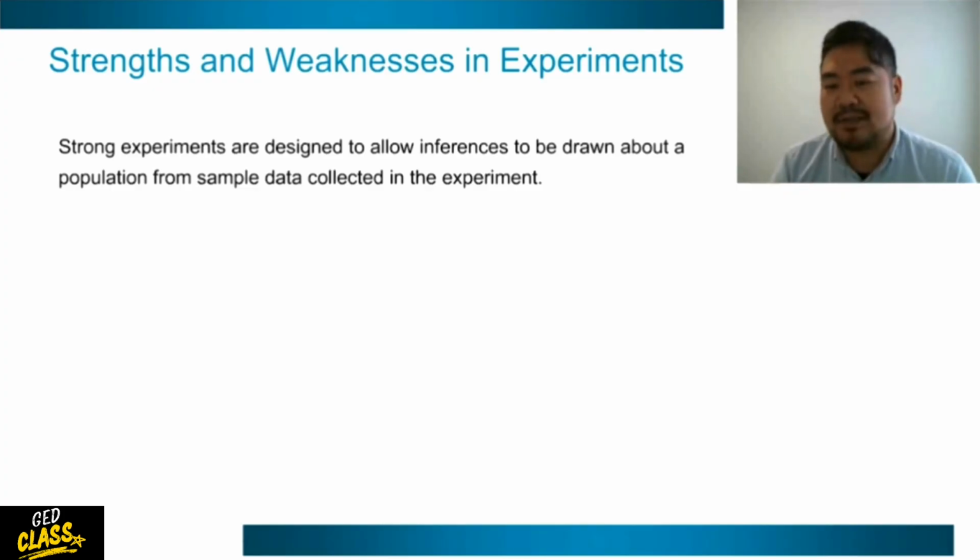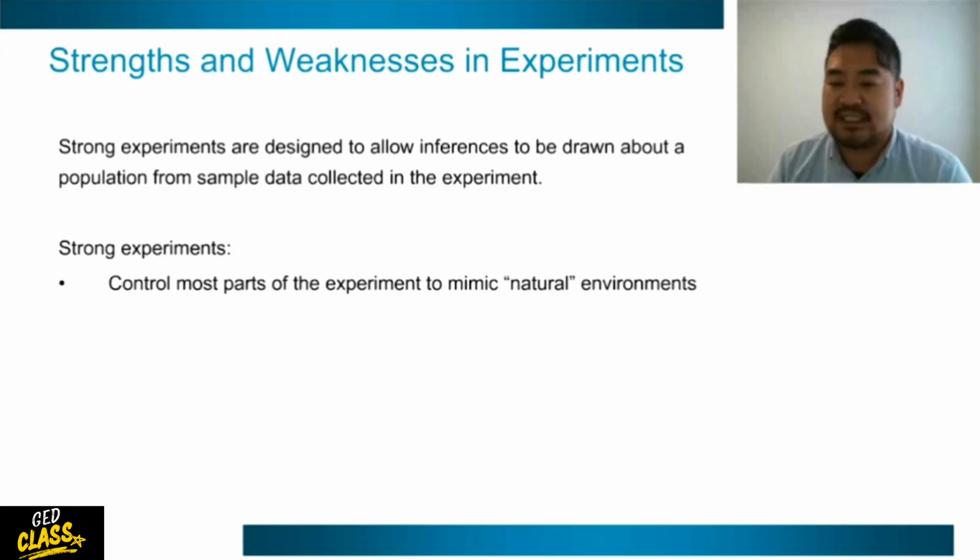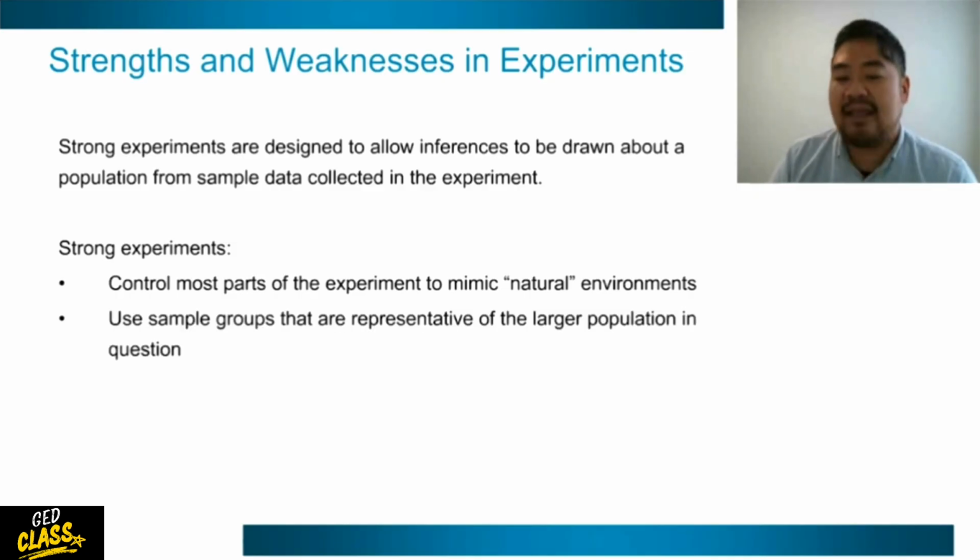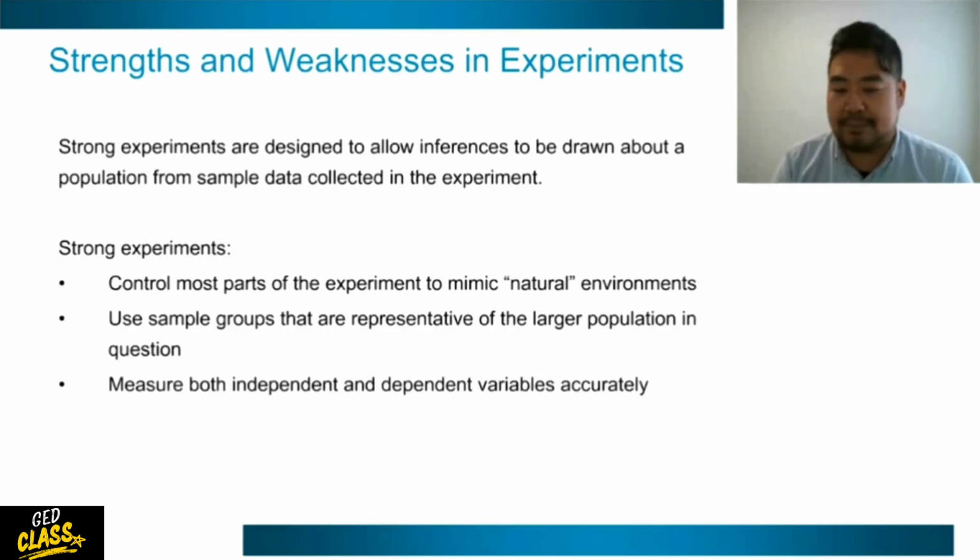Strong experiments are designed to allow inferences to be drawn about a population from sample data collected in an experiment. Strong experiments control most parts of the experiment to mimic natural environments, and they use sample groups that are representative of the larger population in question. So you want the samples to be representative. You don't want the samples to be slanted. You want the samples to be fair, to represent the larger population.